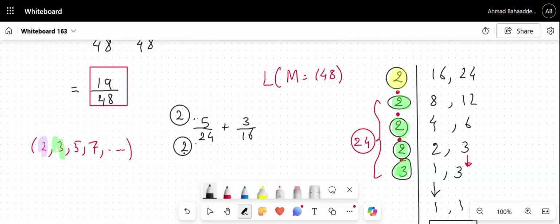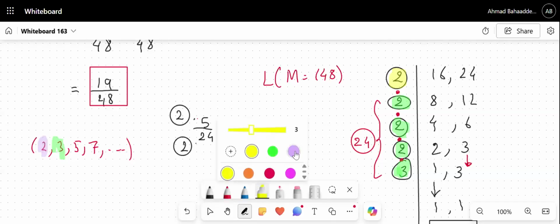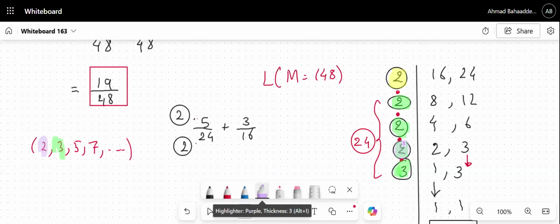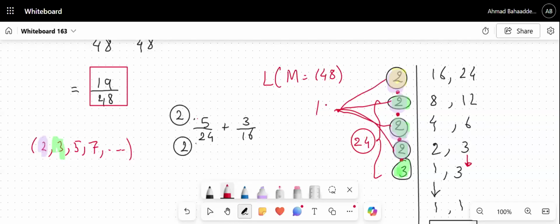That's the first thing. Second thing, I need to find 16 among all of these prime factors. So where can I find 16? Let's try to find 16 here. So if I try to find 16, this is 2, and then 2, and then 2, and then 2. So this means that I have this 2 with this 2 with this 2 with this 2. That's going to give me a 16.